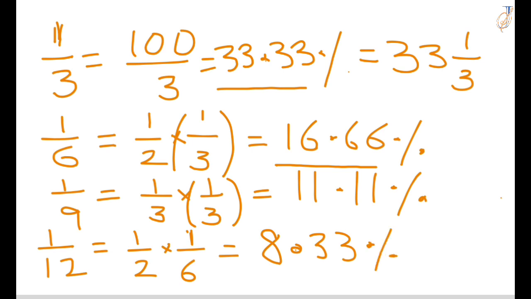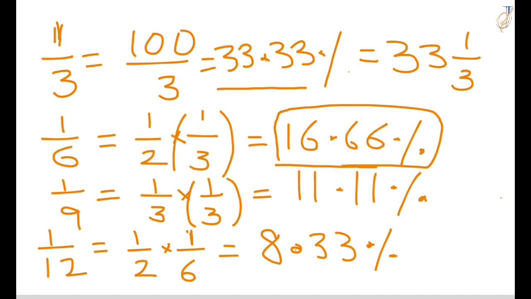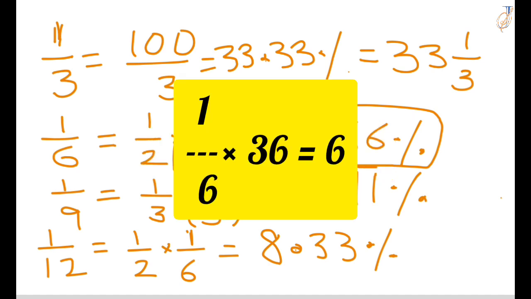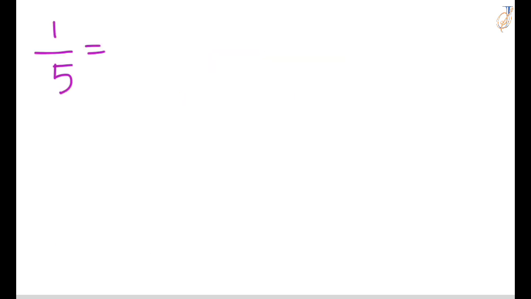If someone is asking what is 16.66% of 36, we know that 16.66% is 1 by 6. So instead of this we can write 1 by 6. 1 by 6 of 36 is equal to 6. Like that, simply solve this type of questions. Next, 1 by 5. This 1 is nothing but 100%, so this is 100 divided by 5, which is equal to 20%.